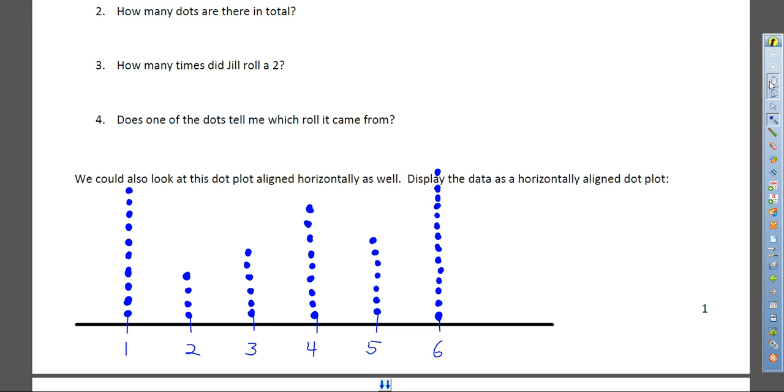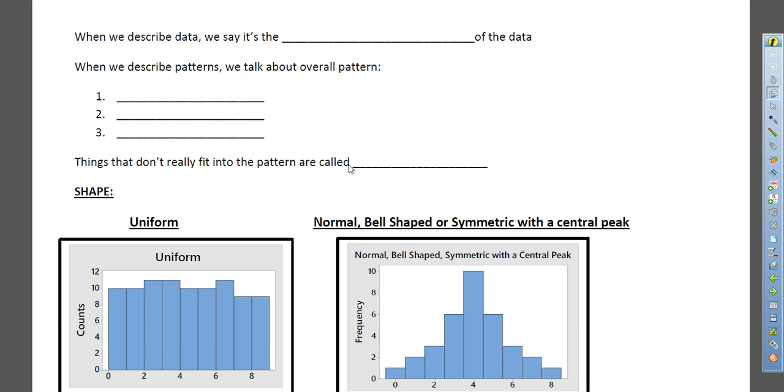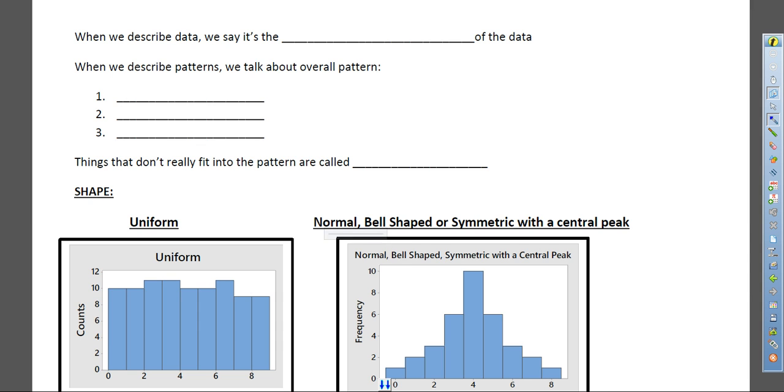All right, let's continue. When we describe data, we say it's the distribution of the data. So here are things where it says write a summary analysis or describe the distribution of the data. And when we're analyzing that, we're really looking at describing the patterns. So when we describe patterns, we talk about the overall pattern, in which case we're going to talk about 4 key components. We're going to talk about the shape of the distribution, the center of the distribution, the spread of the distribution. And things that don't really fit into the pattern are called outliers. So get used to thinking about that when you're describing something: shape, center, spread, outliers.